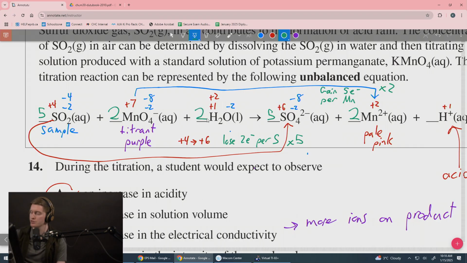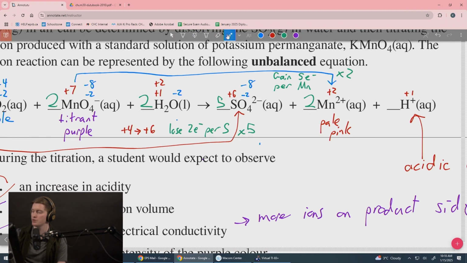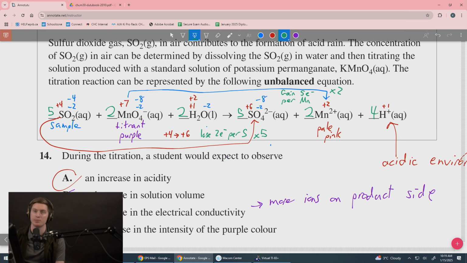Now we'll balance our hydrogens. We only have hydrogens in the water on our reactant side. We have 2 waters, which means that we have to have 4 hydrogen ions on our product side. It's a lot of work to balance these redox equations, but here is our balanced redox equation. The main reason we're doing this is so that we have our coefficients that we can use for our stoichiometric question below.